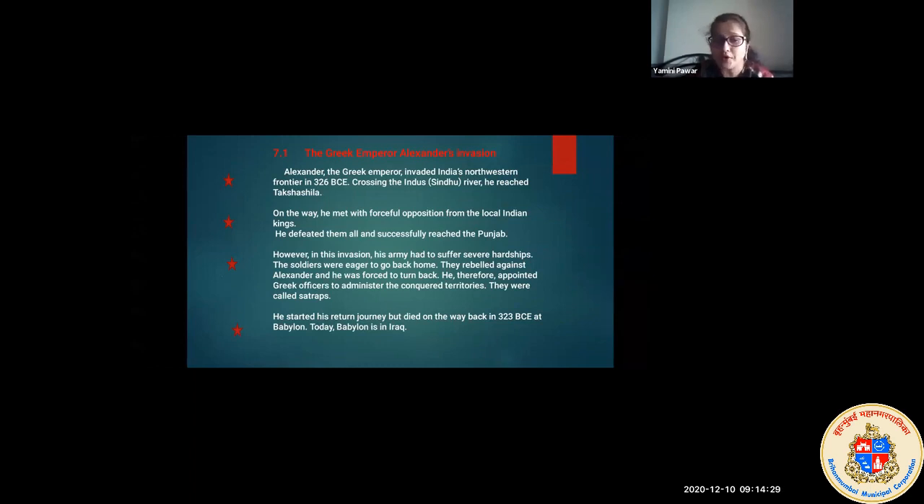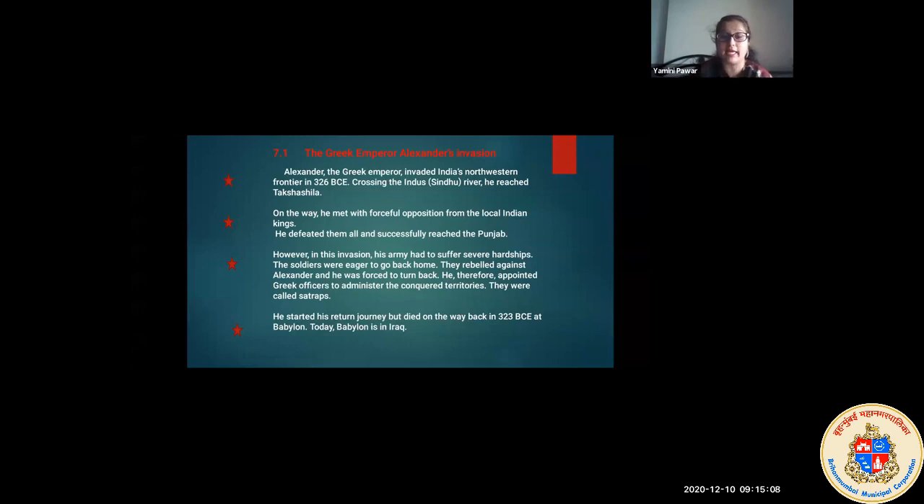Looking at the third point, children, however, in this invasion, his army had to suffer severe hardships. The soldiers were eager to go back home because Alexander did not stop. He was just moving with the soldiers, taking one territory after another. But the soldiers were suffering a lot because every day they had to get up and fight. They had a lot of hardships. There was no home for them to stay, no proper food. So the soldiers were eager to go back home. They wanted to go back home now.